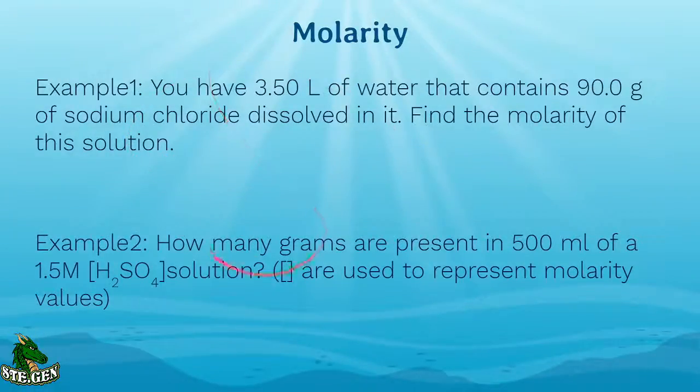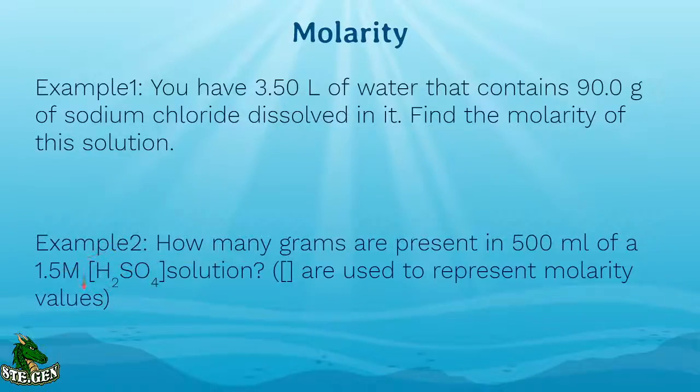So we're going to do 2 examples. I'm going to switch over to the hand cam in a second. Example 1: you have 3.50 liters of water that contains 90.0 grams of sodium chloride dissolved in it. Find the molarity of the solution. And example 2: how many grams are present in 500 milliliters of a 1.5 molar sulfuric acid? I've been working with a bunch of acids in advanced chemistry. So H2SO4, which is sulfuric acid.